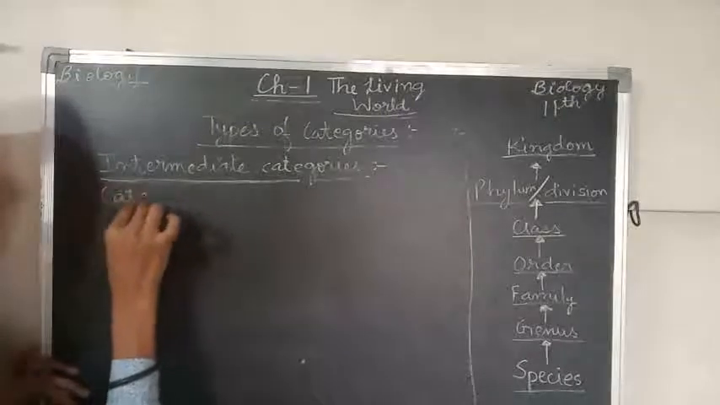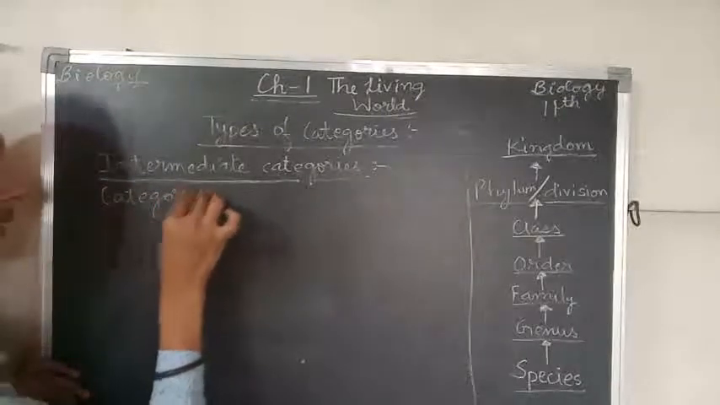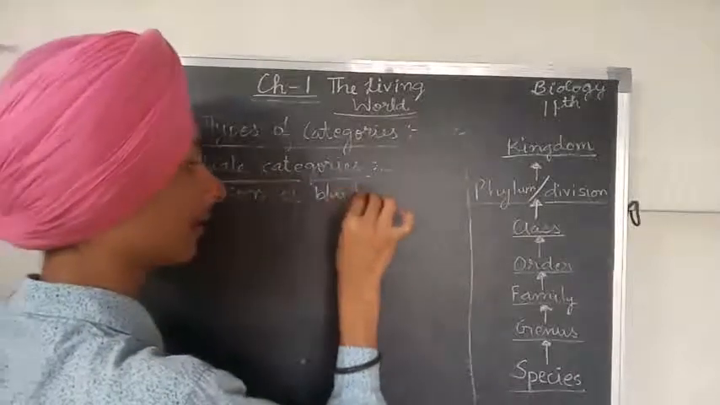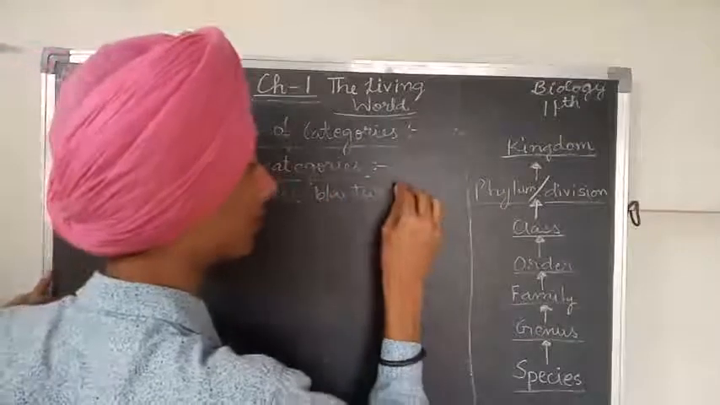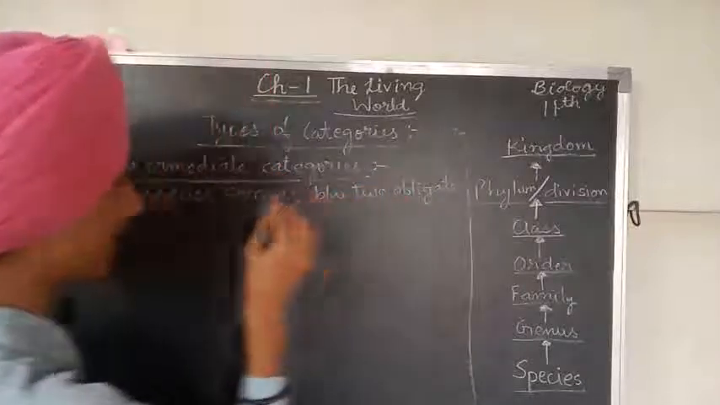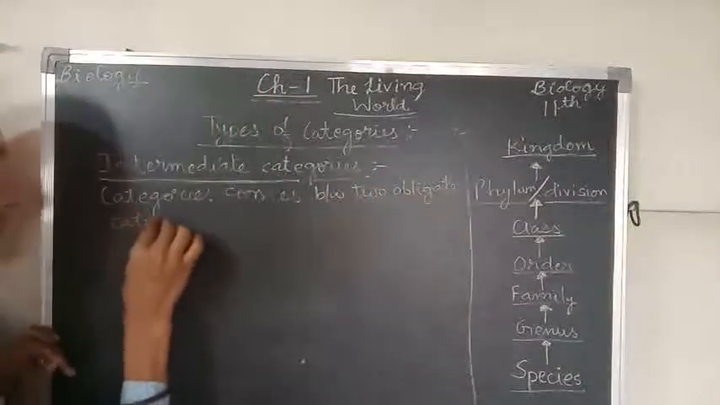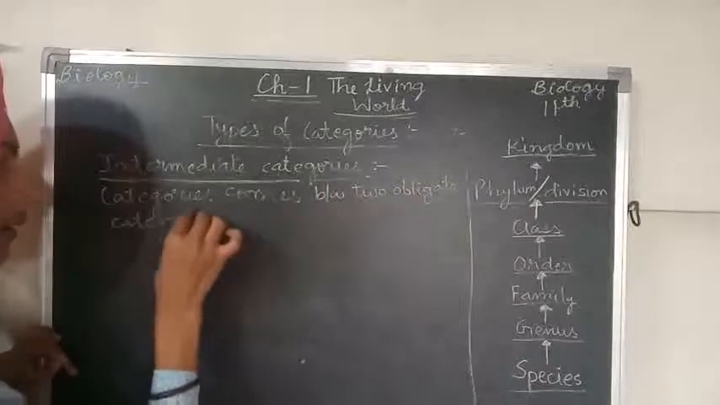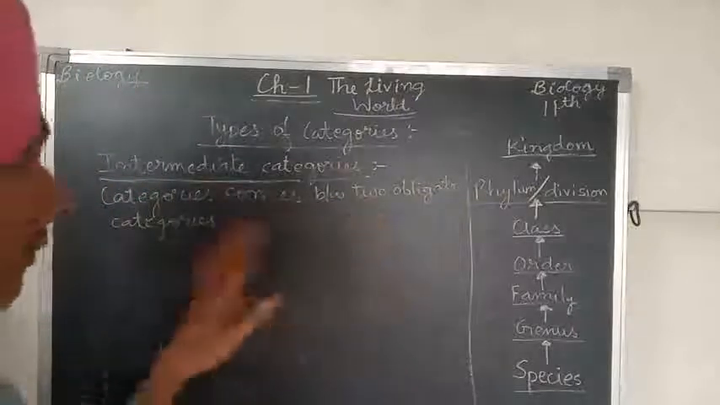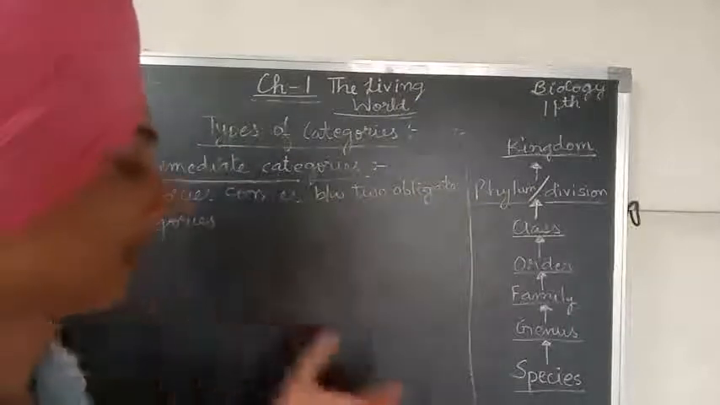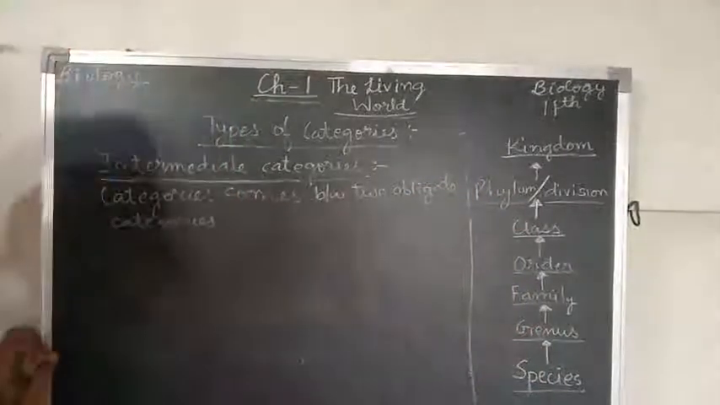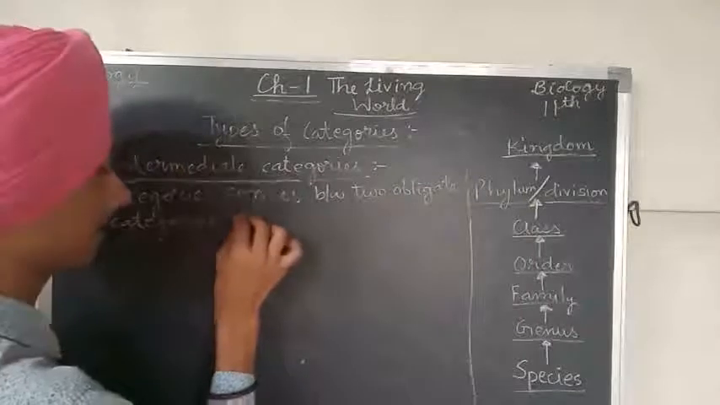Intermediate categories come between two obligate categories. So let us take examples to understand better.